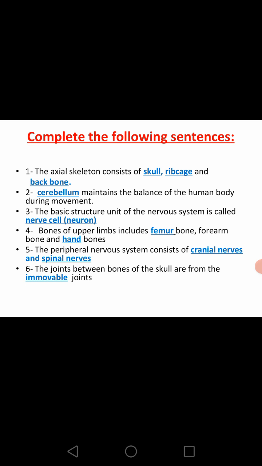We know that the nervous system consists of the central nervous system and the peripheral nervous system. The central nervous system is the brain and spinal cord. The peripheral nervous system is the cranial and spinal nerves.